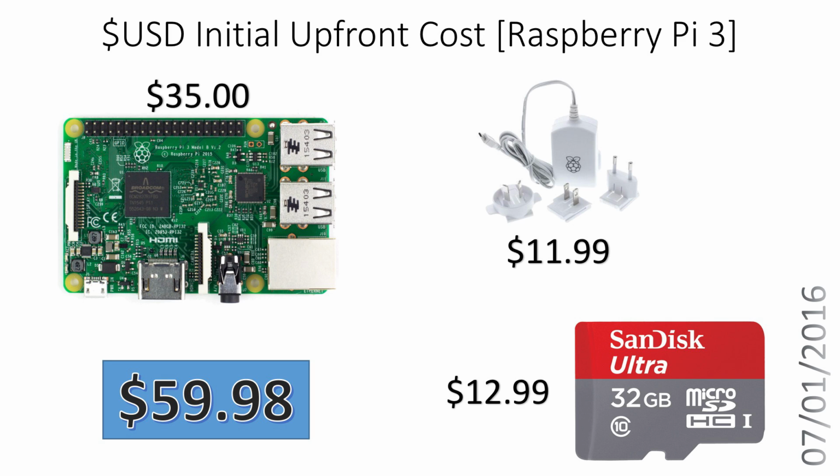Okay, so let's go over the initial upfront cost for the Raspberry Pi 3. I got these prices all from Micro Center, and they do not include tax, shipping, vendor difference, or anything like that. So let's get started. The Raspberry Pi 3 board is $35. The authorized and official Raspberry Pi Foundation power adapter, which supplies the right amount of power, is $11.99. And the SD card that I use for almost all my Raspberry Pis is $12.99. So that brings our grand total to start with the Raspberry Pi 3 at $59.98.